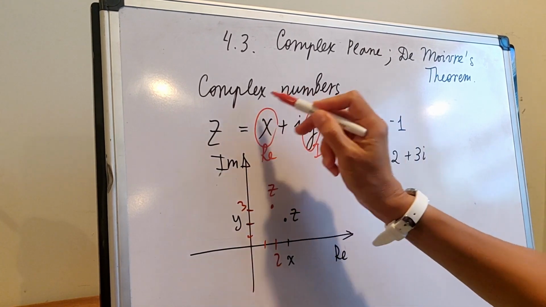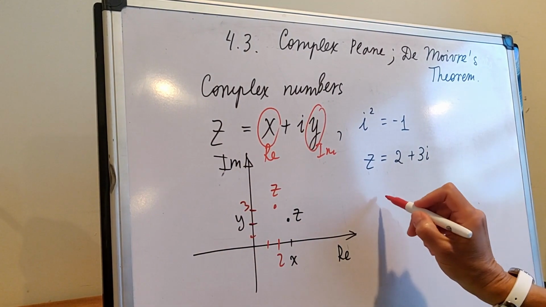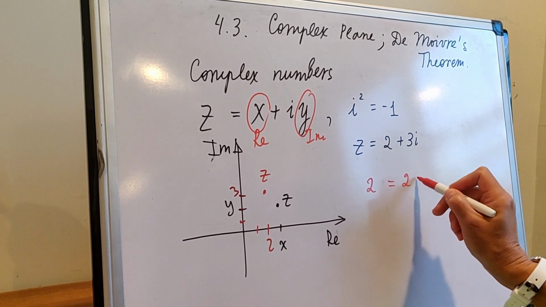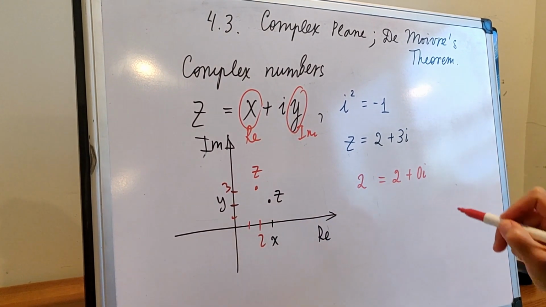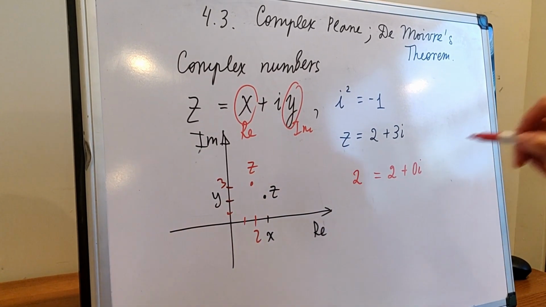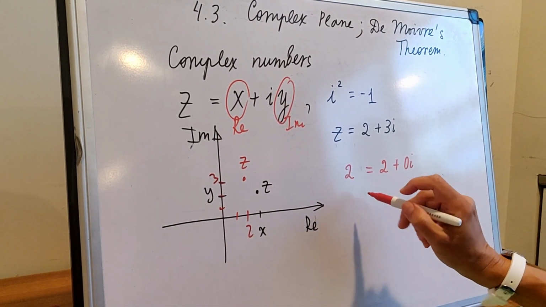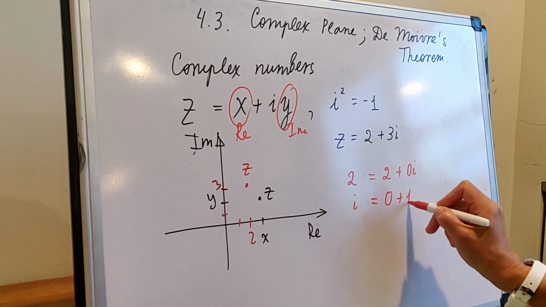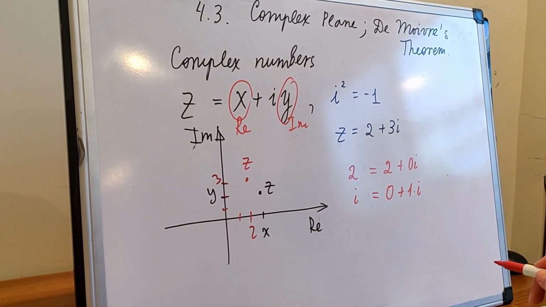Normal numbers are also complex numbers. Like if you want to write down 2 as a complex number, you're going to write down 2 plus 0i, so no imaginary part. And we do have just imaginary numbers, like for example i, it's actually 0 plus 1i. Okay?